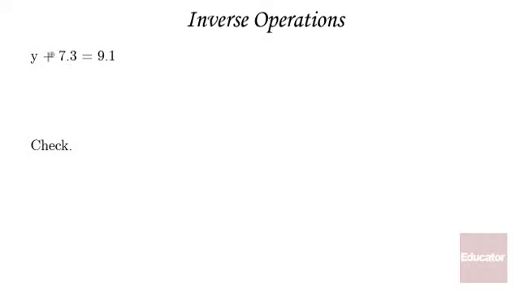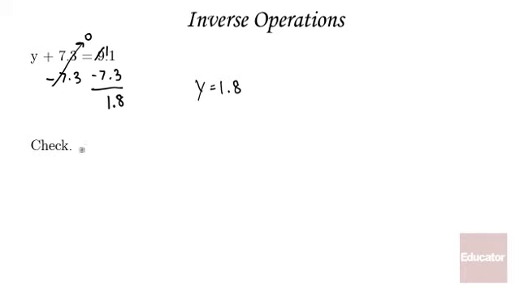Let's try the inverse operation here. The opposite of plus 7.3 is to subtract 7.3. 7.3 minus 7.3 cancels out to 0. Remember that when you subtract decimals, your decimals should line up. So I'm going to borrow. This becomes 11 minus 3 is 8, and 8 minus 7 is 1. And bring down your decimal, 1.8. So that means y equals 1.8.